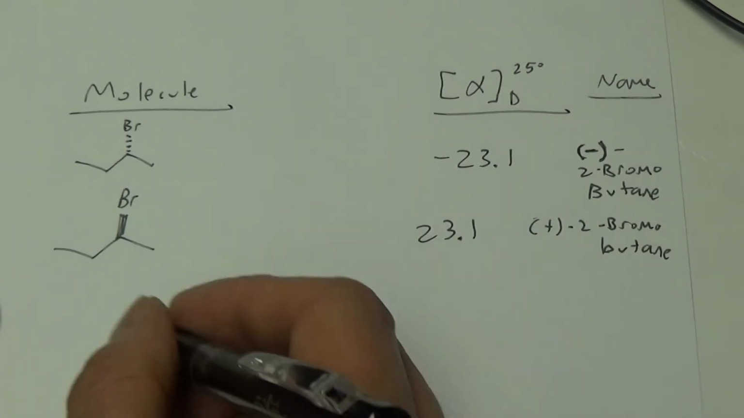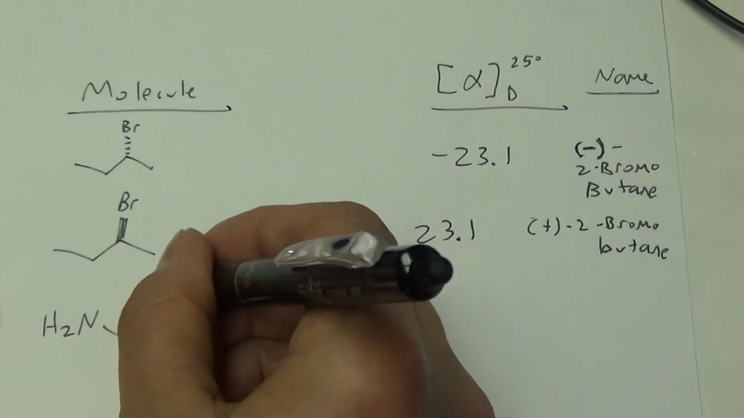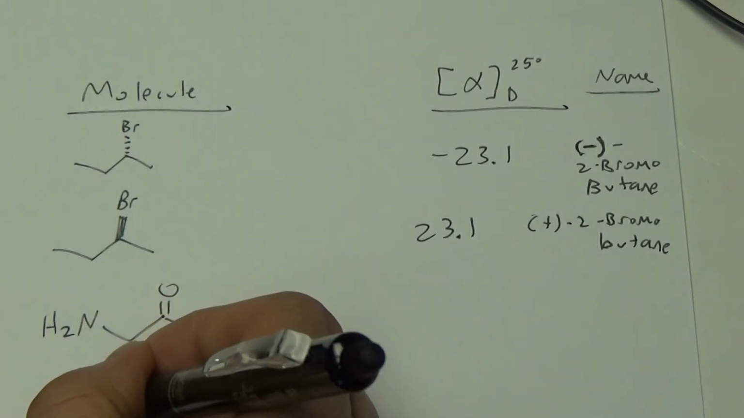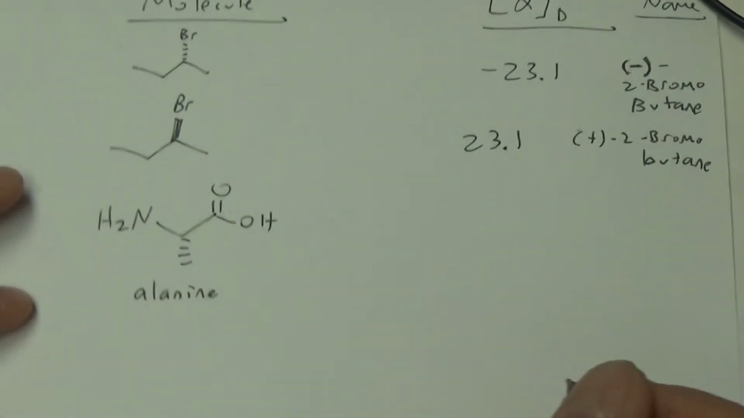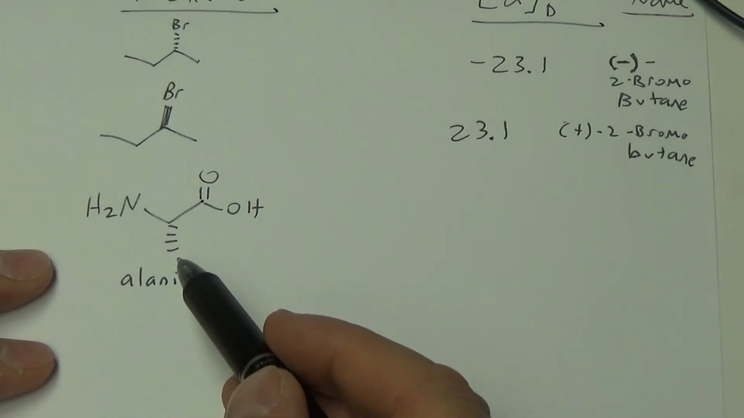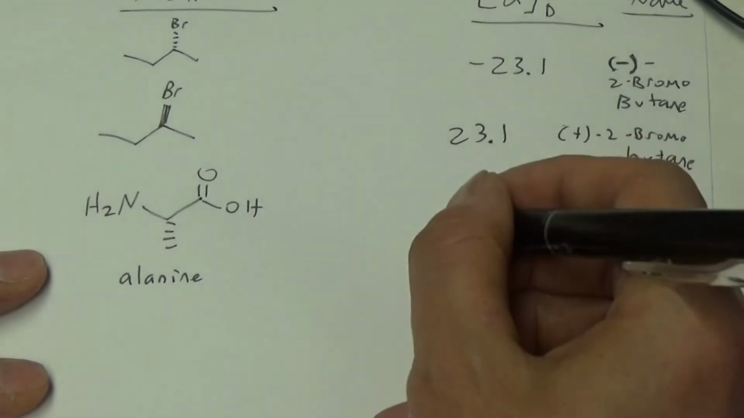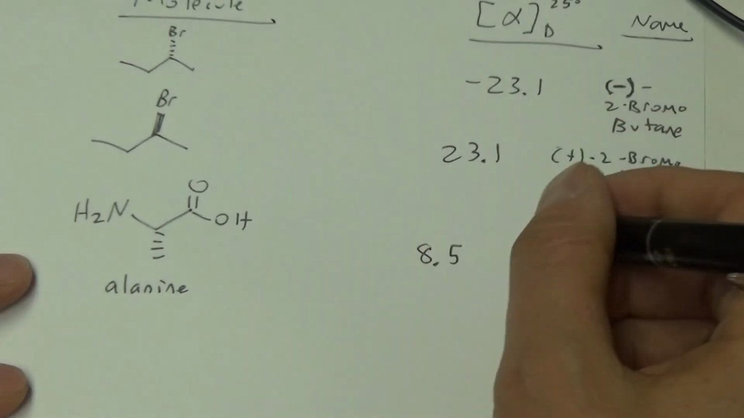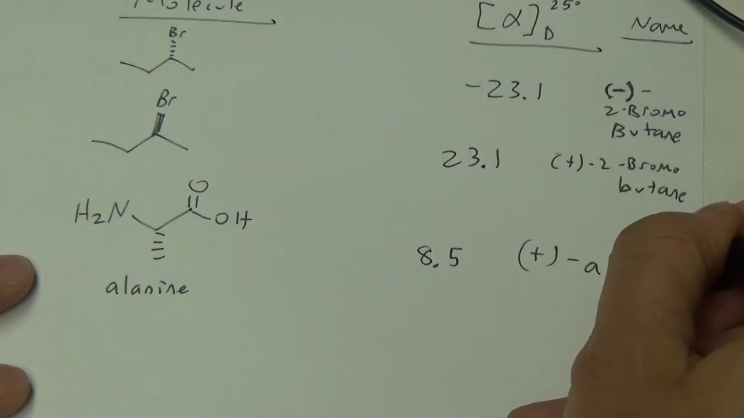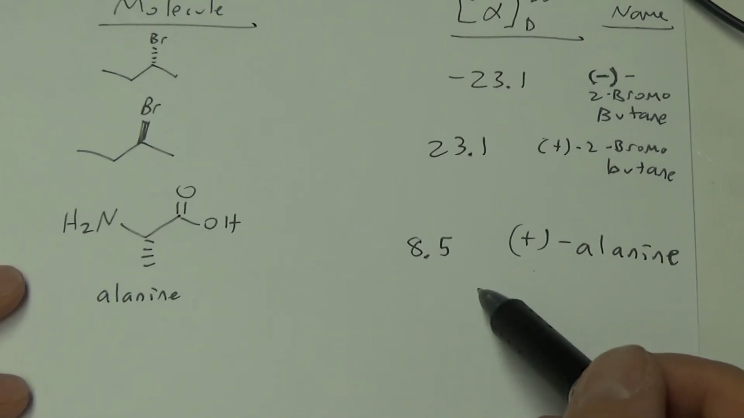Let's draw alanine. Remember alanine? It's one of the amino acids. It's chiral. It's got a chiral center. There's a CH3 and an H. Alanine is 8.5. And this is called plus alanine. What does the plus mean? It means positive rotation.